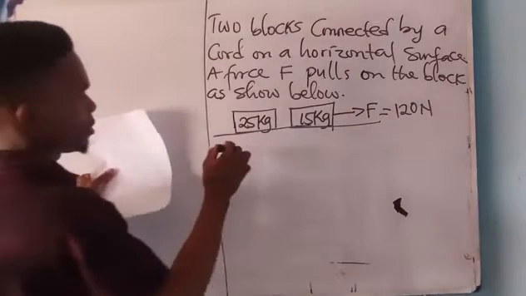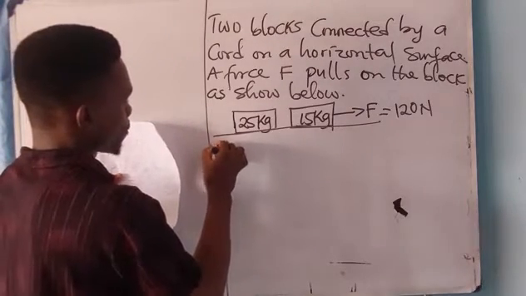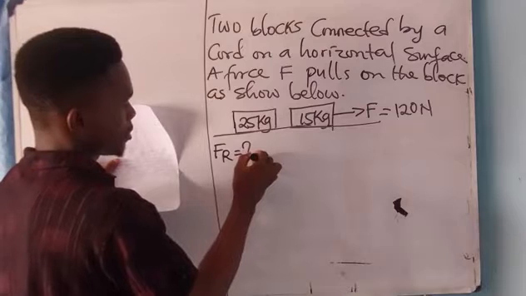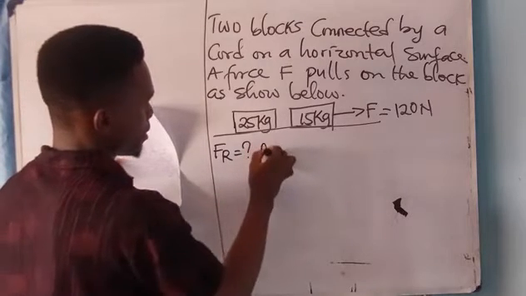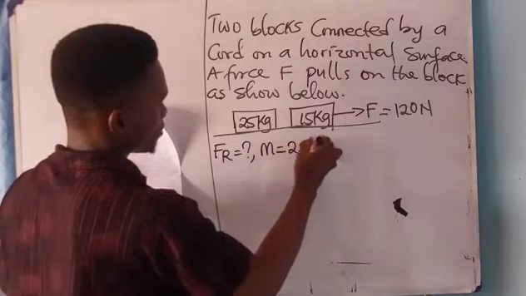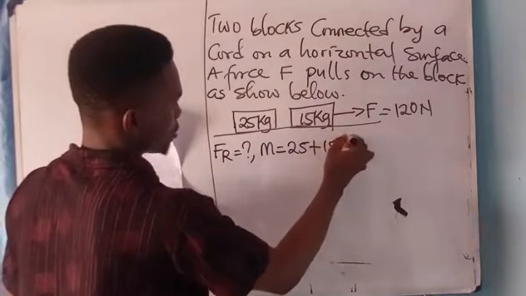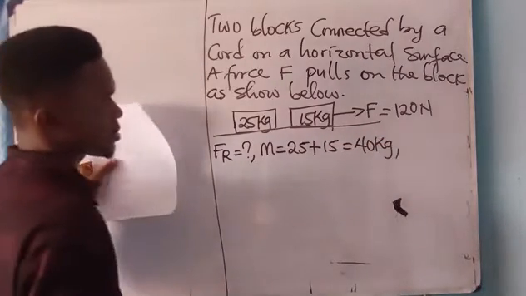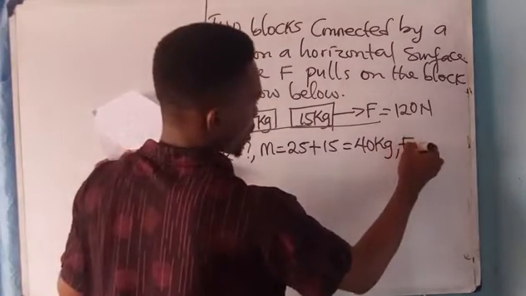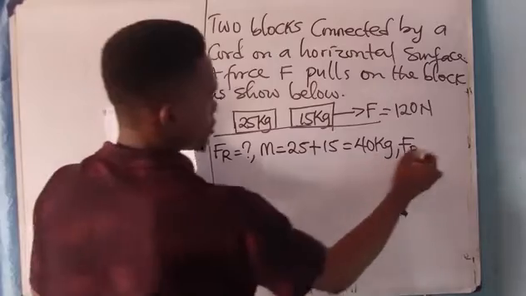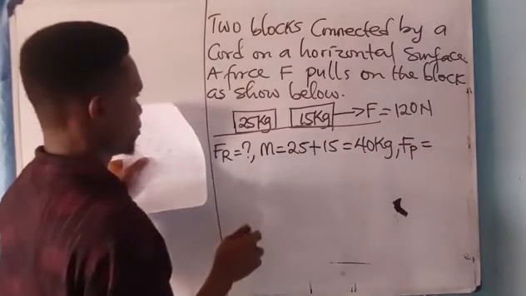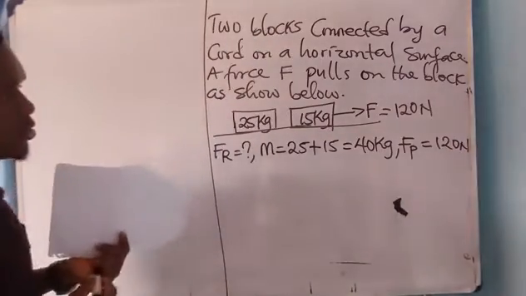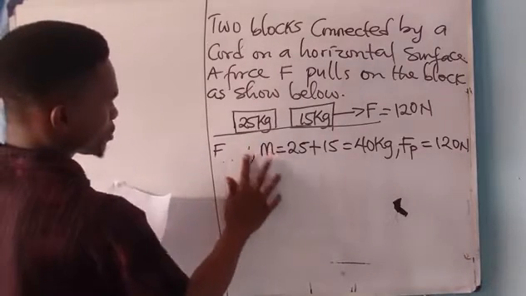So you have F arrow is not given. Then you have the mass, which is 25 plus the other mass, 15 kg, and that will give us 40 kg. And Fp is equal to 120 Newton.